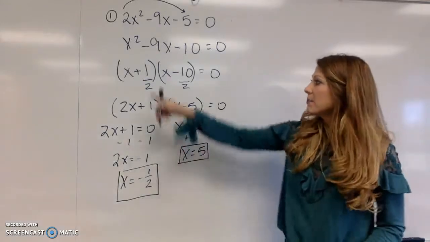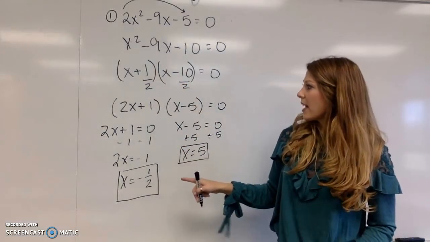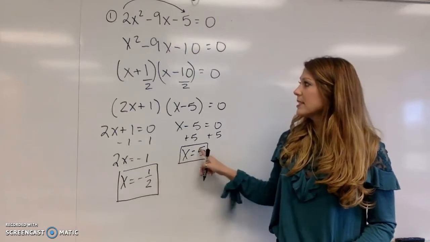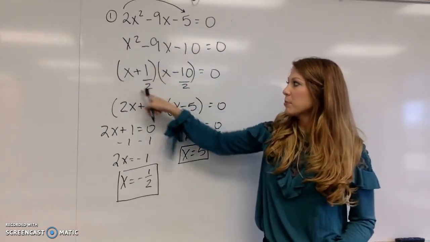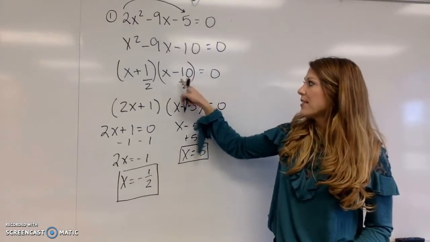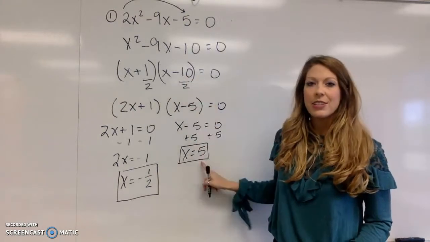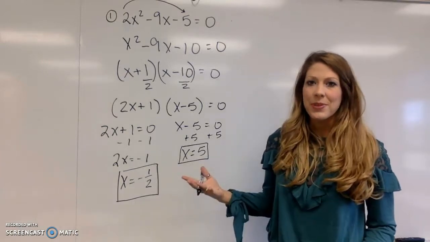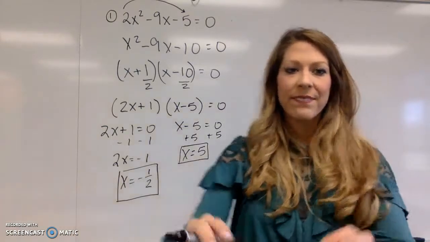And if we backed up back here, notice that these are just the opposites of these. So this says plus 1/2, so we get negative 1/2. 10 divided by 2 is 5, so this says minus 5. And so we get positive 5, and it'll always be the opposite of the 2 factors that you get.